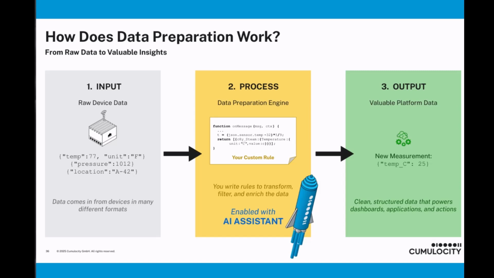You have the ability to create custom rules using an AI assistant, and that will then be deployed to your Cumulocity tenants, and it will allow anything that comes in matching that format to be processed by this rule and then output into the platform itself. In this case, we just have some pseudocode here that's taking that Fahrenheit value and converting it into Celsius.